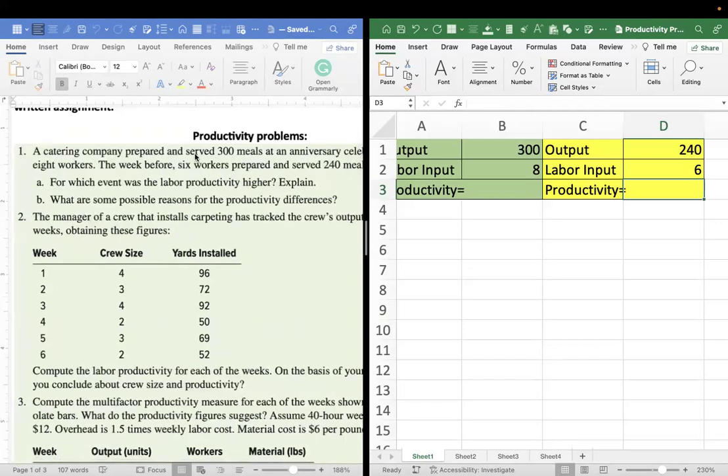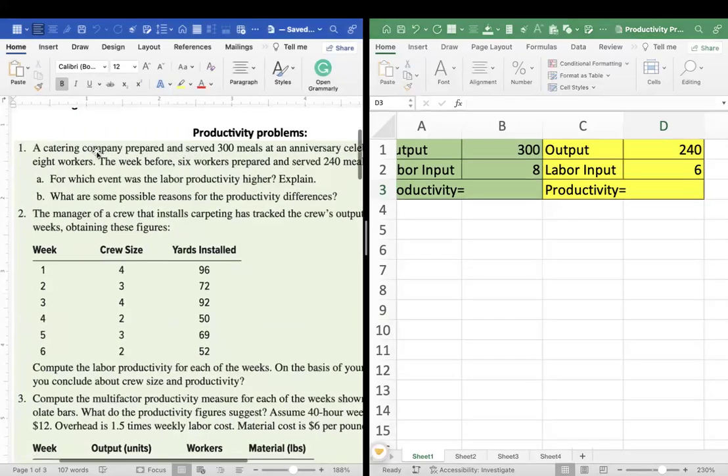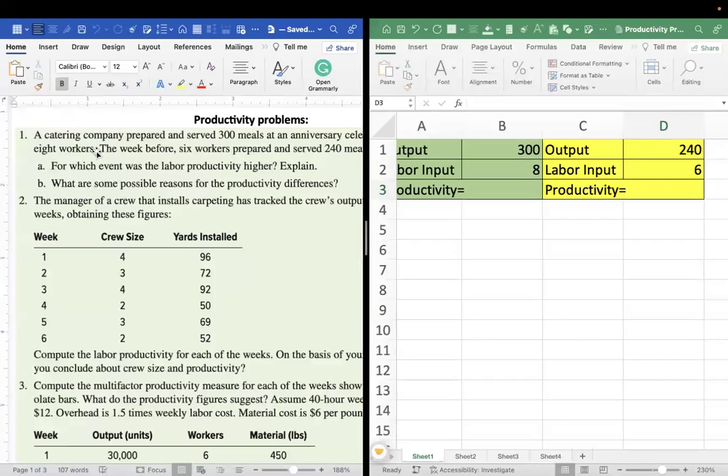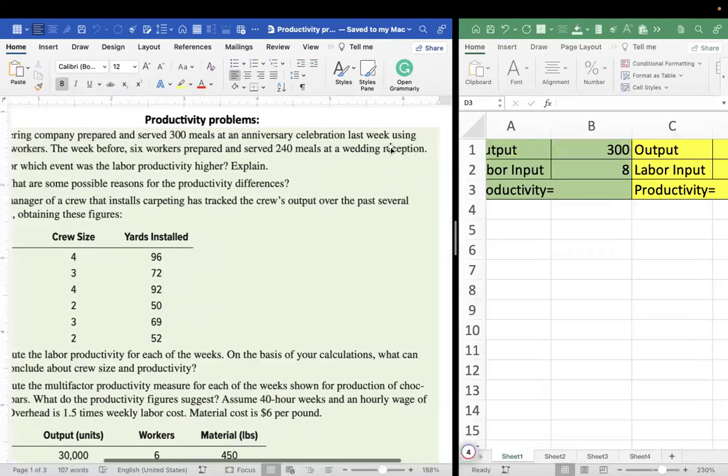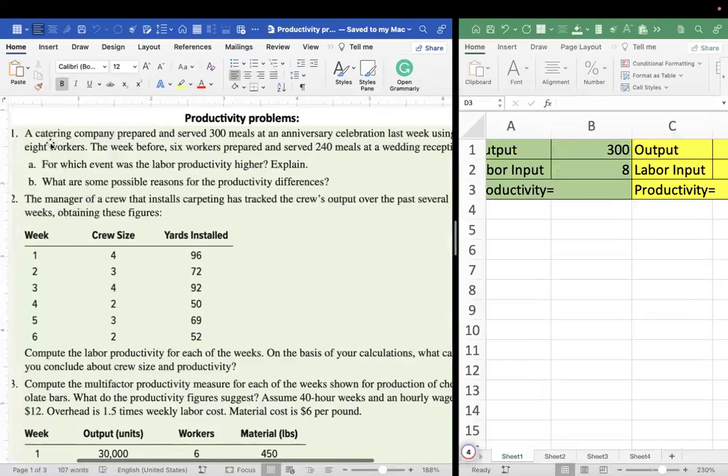Okay, so let's look at this sentence and try to identify outputs and inputs in this problem because it's about productivity, and one of the formulas for productivity is a ratio of output and input. So what are the outputs and inputs in this case? Of course they are serving 300 meals, so that's an output, and they are using this number of employees, that's 8 workers or 8 laborers. So 8 workers becomes an input and 300 meals is an output.